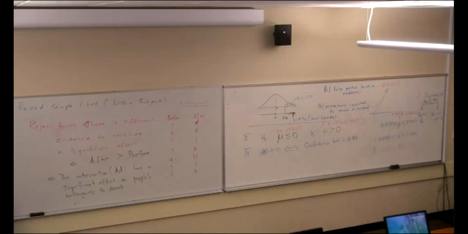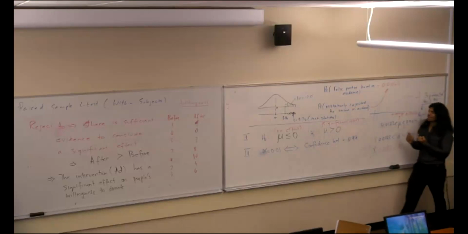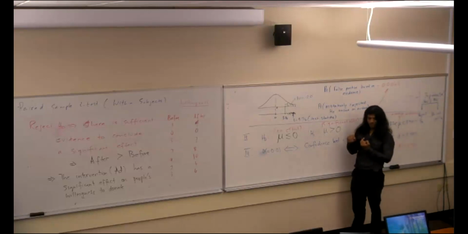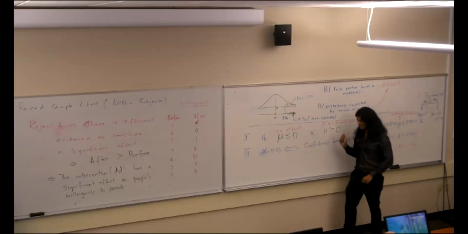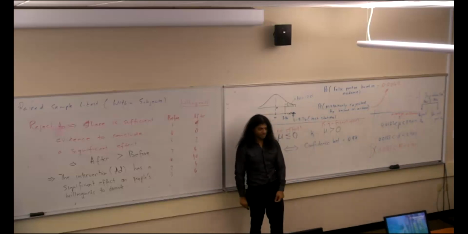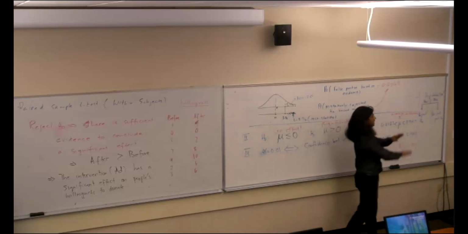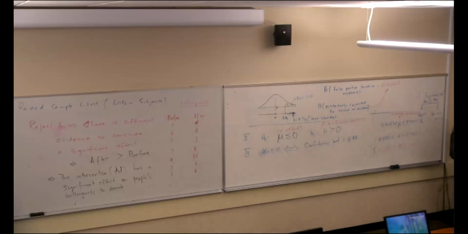When you do a test, the conclusion that you get from the confidence interval will not differ from the conclusion that you get from the p-value and the conclusion that you get from the critical value. They're all talking about the same thing. Interpretation-wise, things are different. Conclusion-wise, they're all the same. Good.